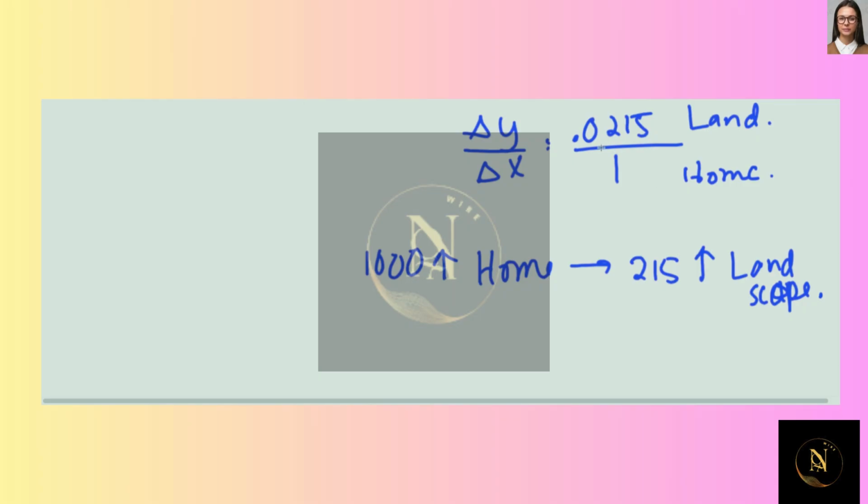Oh, and that is wrong. That is 21.5 because this is in thousands, and thousands would be right here. So a $21.5 increase. So house value goes up 1,000, and we have the landscape value go up this much in thousands, which would be $21.5.